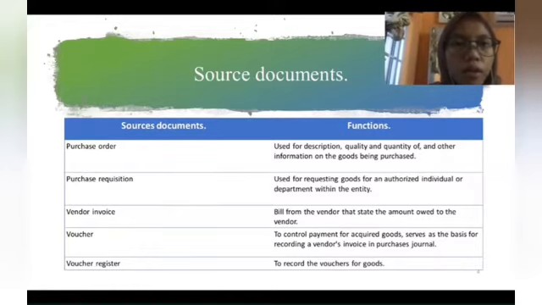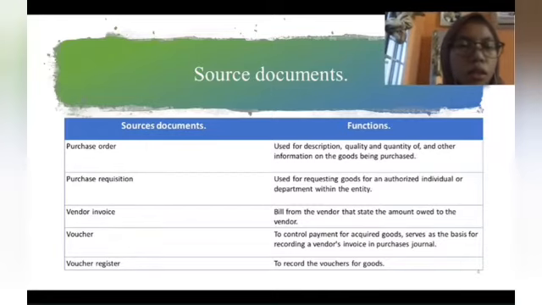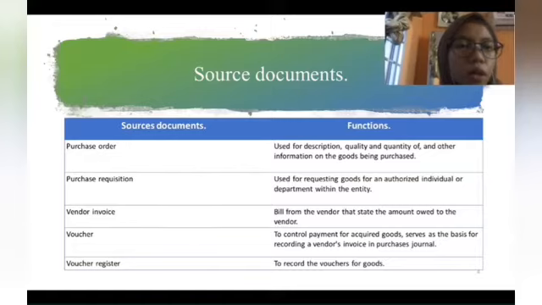Next one is vendor invoice. It is basically a bill from the vendor that states the amount owed to the vendor. Next is voucher. Voucher is used to control payment for acquired goods, and serves as the basis for recording a vendor's invoice in the purchases journal. Last one is voucher register. Voucher register is to record the vouchers for goods.